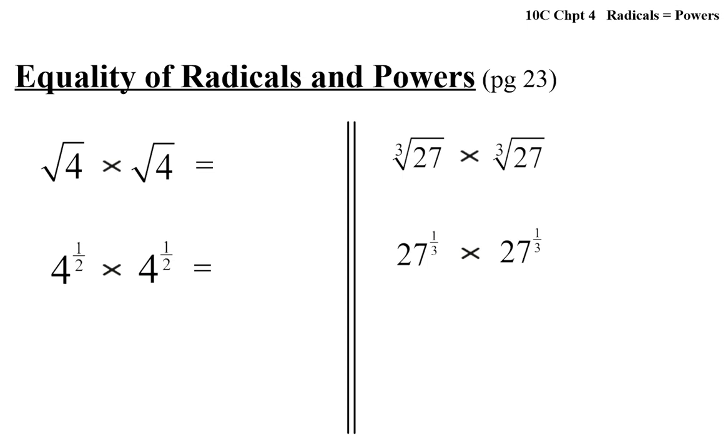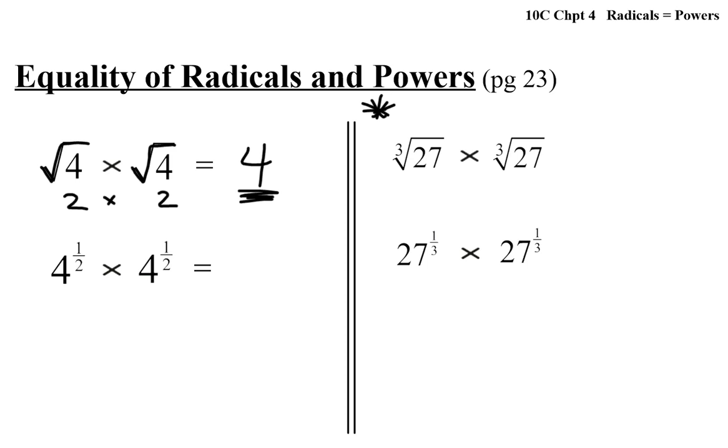If we take a look at page 23, page 23 has this little question, the radical root 4 times root 4, and then it has the power 4 to the 1/2 times 4 to the 1/2. Okay, I've added this cube root one just to show that it's going to work. But let's take a look. Square root of 4, well, we should be able to figure out that that's 2. And the square root of 4 is 2. And if I go 2 times 2, I get an answer of 4.